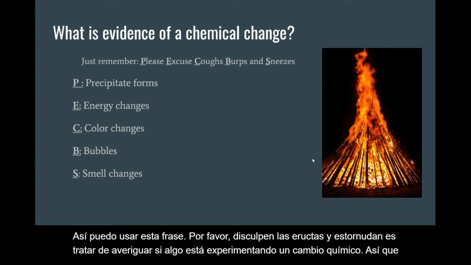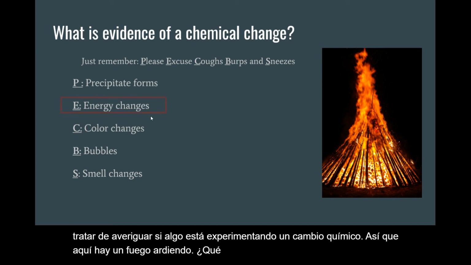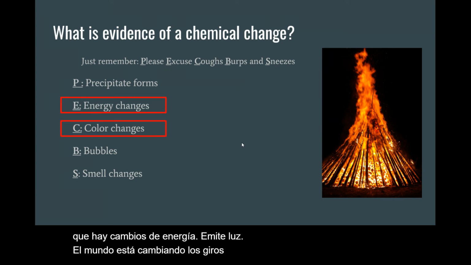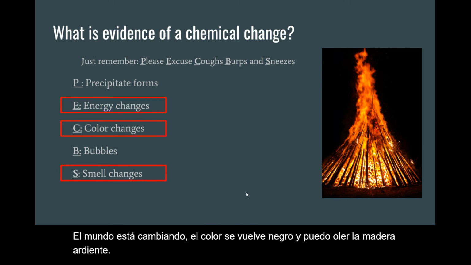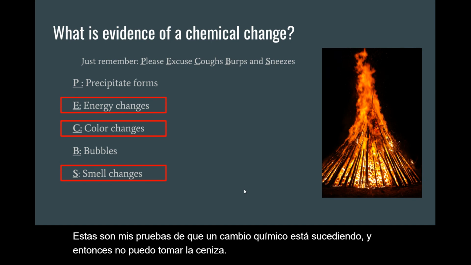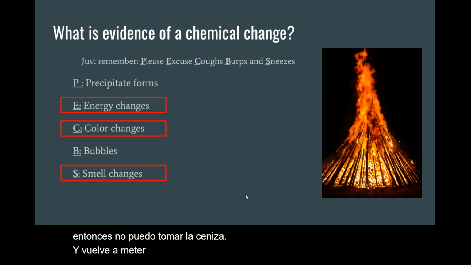What do I notice? Well, fire is hot, so there's energy changes. It gives off light. The wood is changing color, it turns black. And I can smell the burning wood. These are my evidence that a chemical change is happening. And then I can't take the ash and make the wood back into wood very easily.